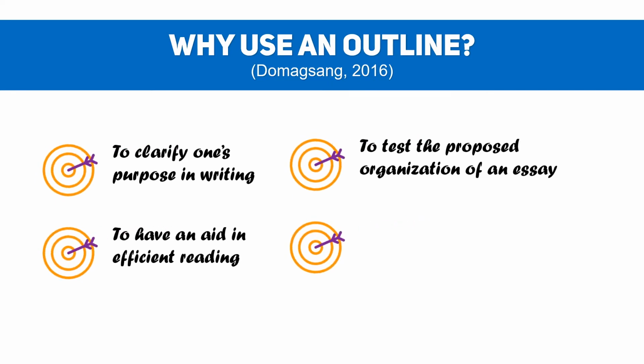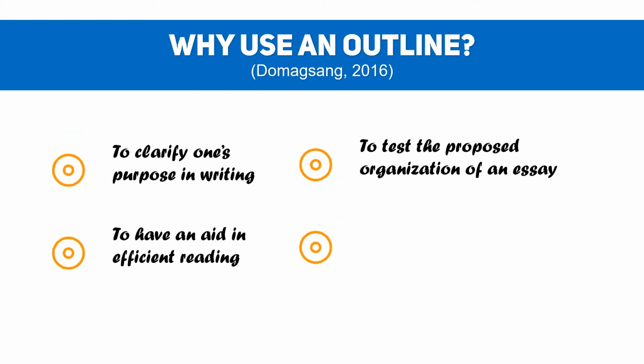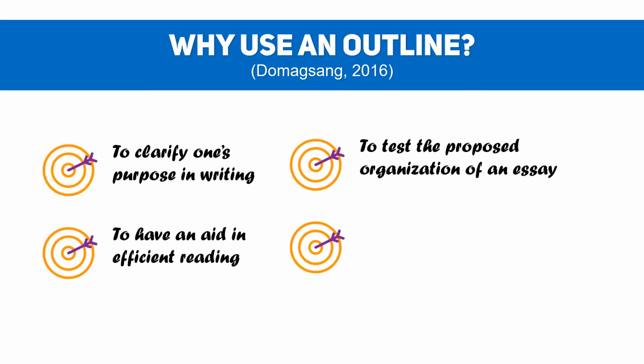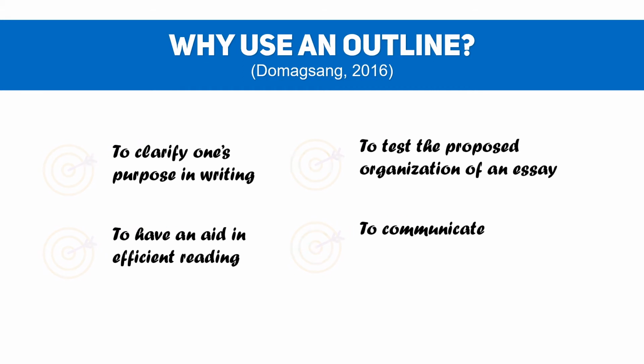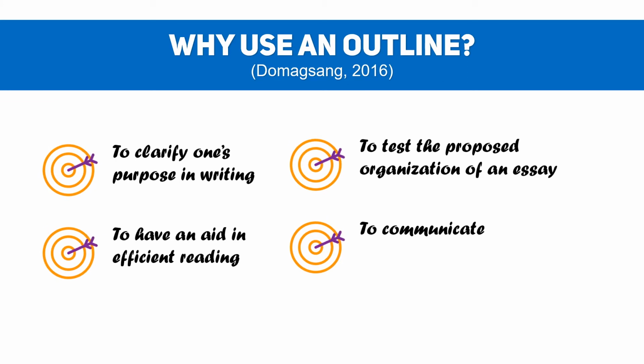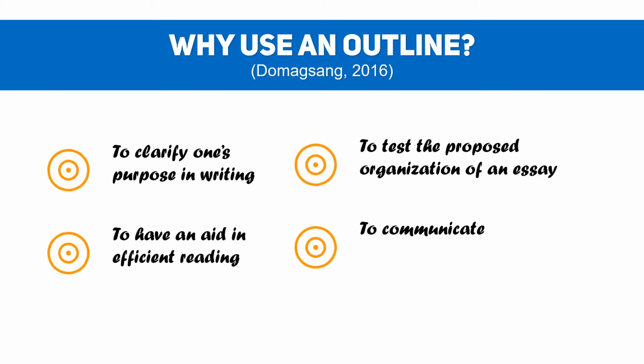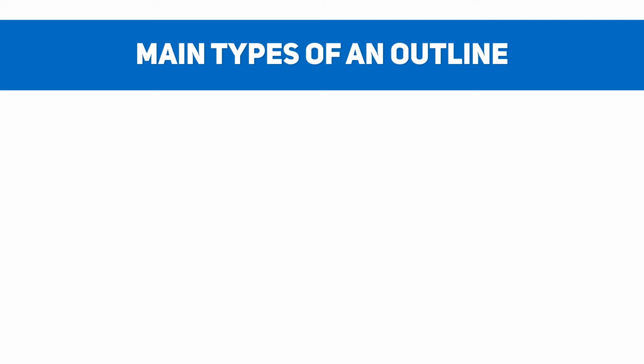So when you read an article or even when you are studying, you may be able to get the gist of the material by creating an outline out of the reading material. And lastly, it can communicate your thoughts without having to elaborate further. For instance, I will ask you about your plan in your essay. By giving or showing me an outline, I will be able to gauge right away what ideas you already have in mind.